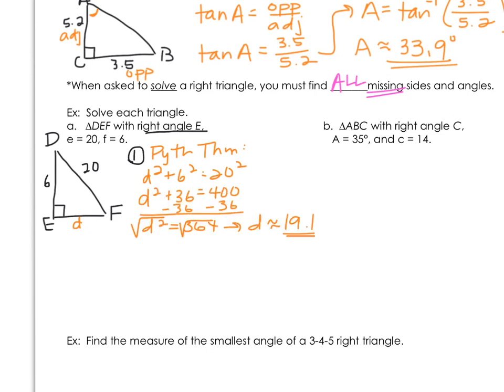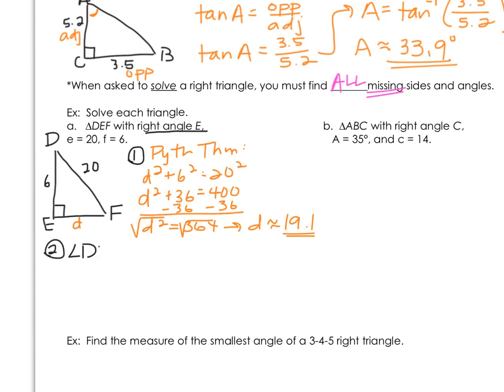I ended up with d equaling approximately 19.1. Now, if you get an approximated answer, your goal is to try not to use that one to find the other values in the triangle. Sometimes that's all you can use, but if you can avoid using your rounded answer, that will help your other answers be as close to exact as possible. This means the next thing we need to do is find either angle D or angle F. And it really doesn't matter because we have to find both of them. I'm going to go ahead and find angle D next.